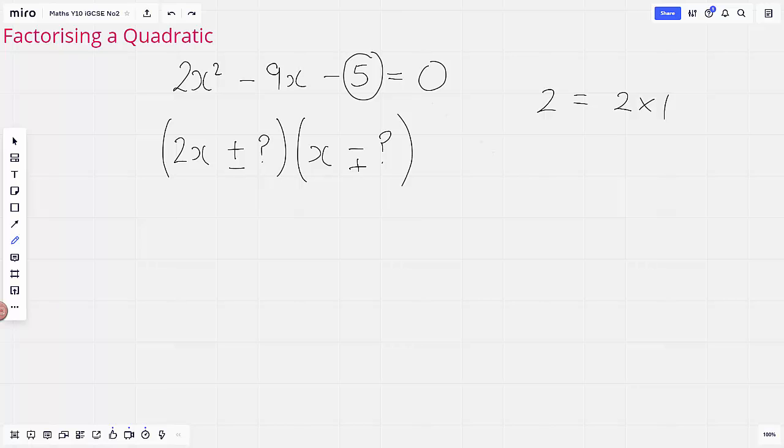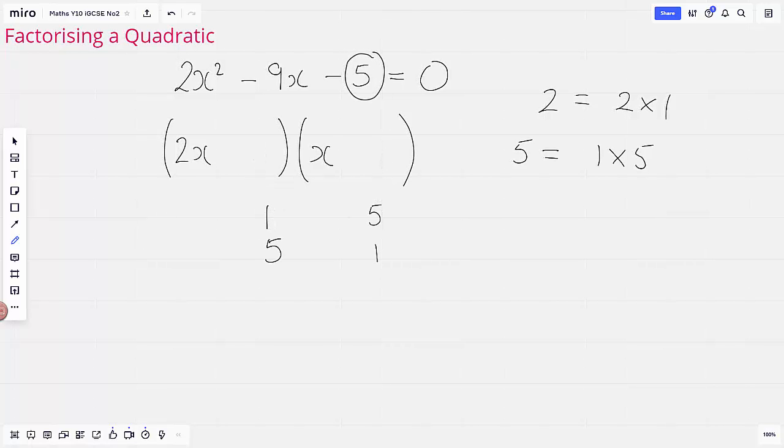So considering the 5, the only way to get the 5, because it's a prime number, is 1 times 5. So we either have a 1 in here and a 5 in here, a 1 in there and a 5 in there, or we have a 5 in there and a 1 in there. So let's put a 1 in here and a 5 in here and see how many x's we can generate.